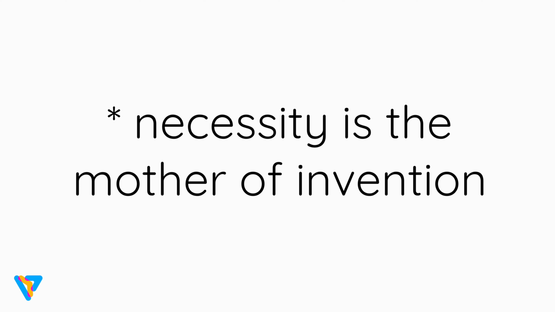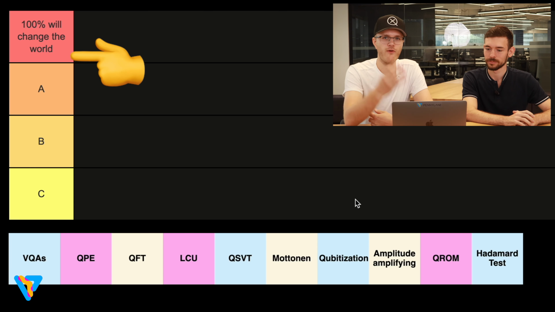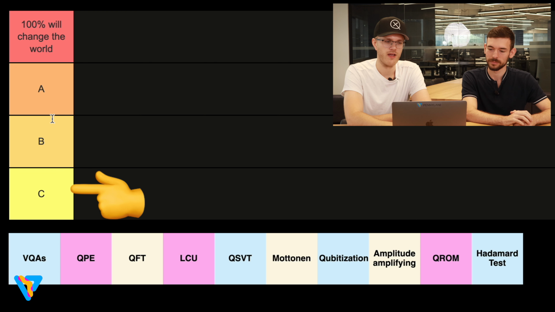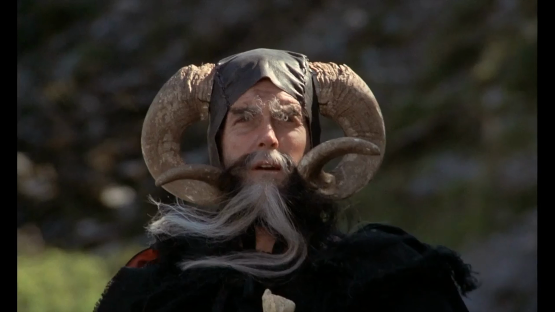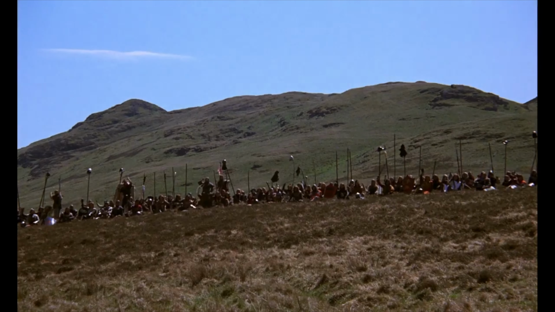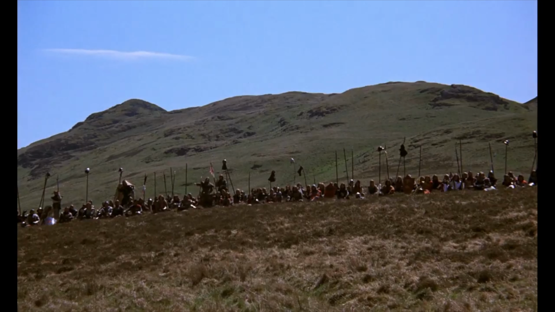What's the saying? Necessity spawns creativity or whatever. Basically, if an algorithm's super useful but it's kind of hard to implement on hardware, we'd probably figure out how to do it. Somebody would make a large enough quantum computer and we'd figure it out, I think. We have 4 categories, C all the way up to 100% will change the world. I guess we'll get started. Yes, get on with it! Let's do it.